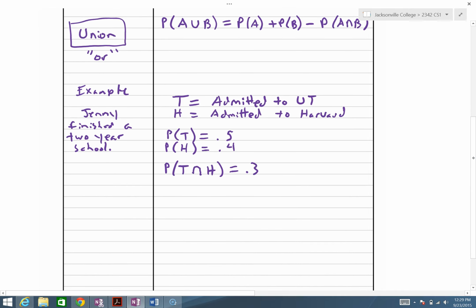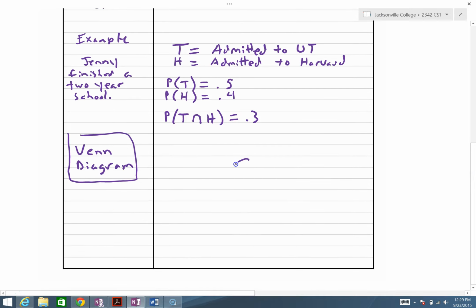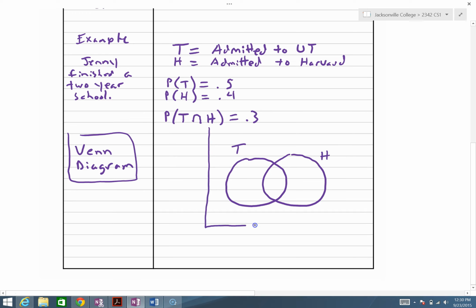So, in order to investigate this situation, we're going to use a Venn diagram. A Venn diagram is something that you have seen very often in math, starting back when you were probably pretty small. You're simply going to draw, in this case, two intersecting circles. One is going to be your Texas circle, and one is going to be your Harvard circle. And then I'm going to draw a rectangle that contains all of these. We typically call this rectangle the universal set. This is everything that can happen.